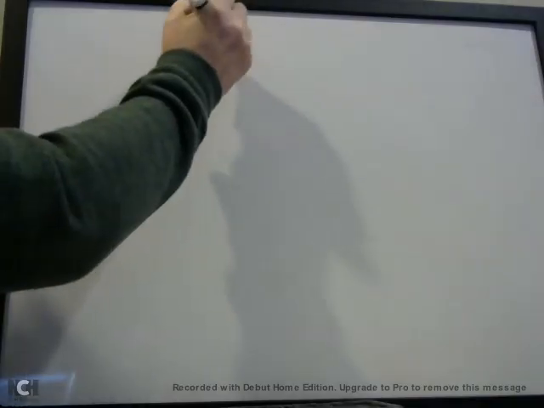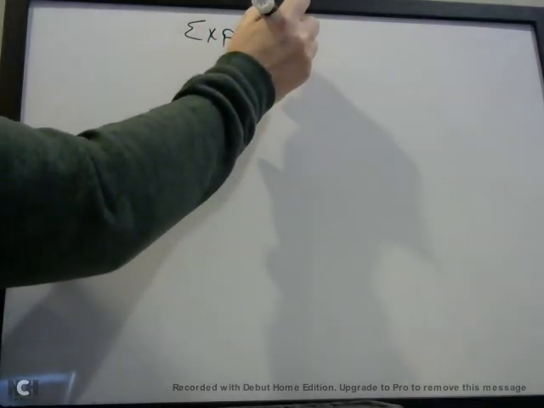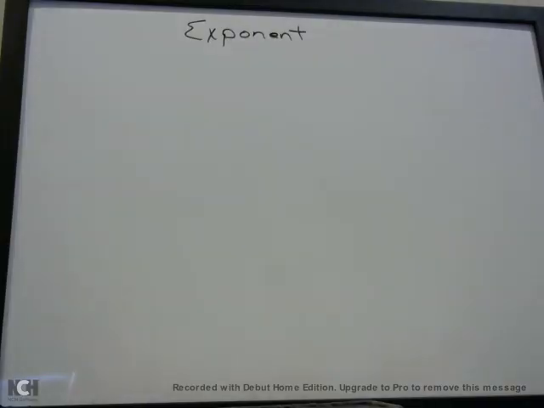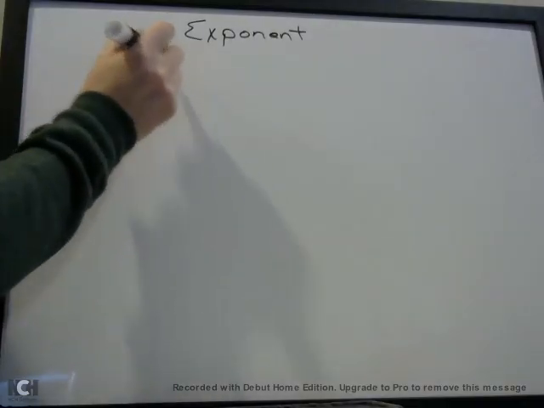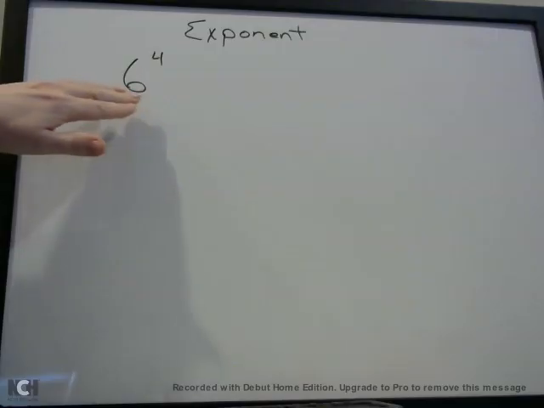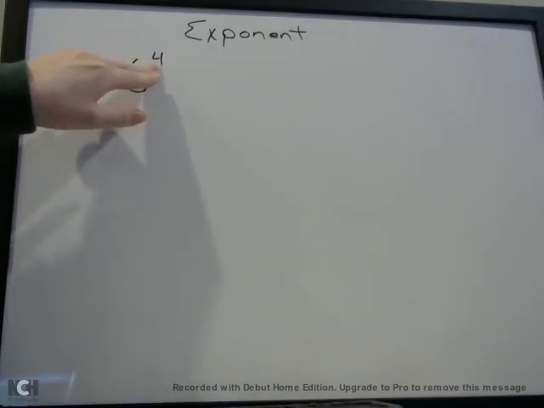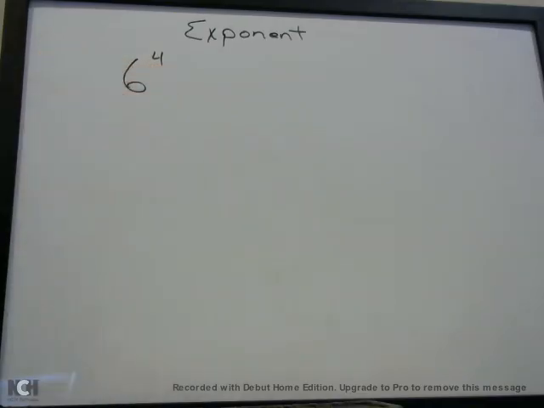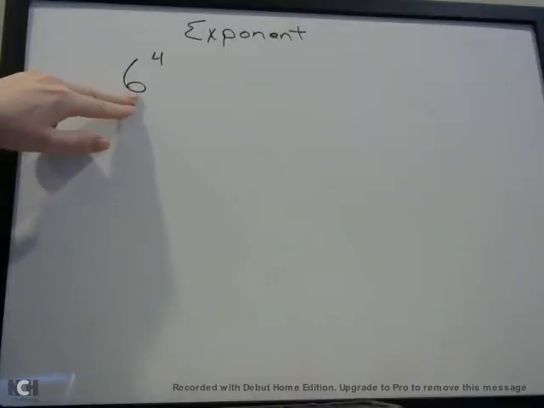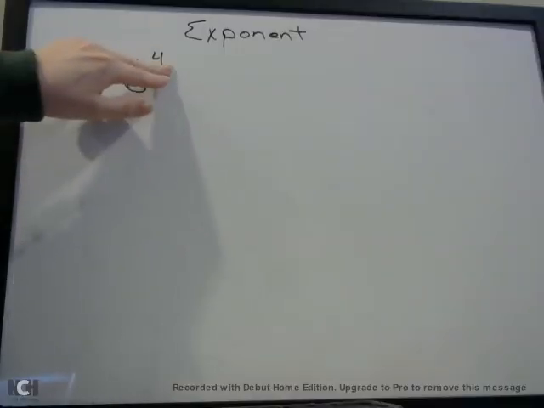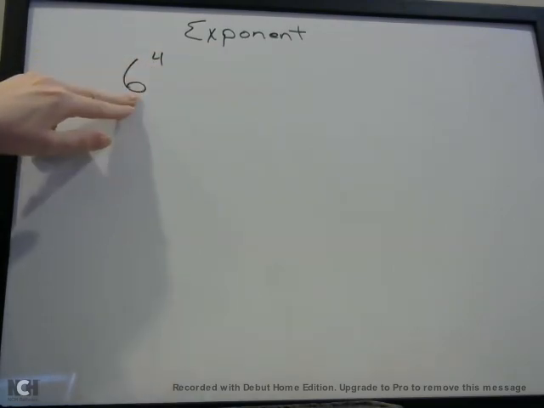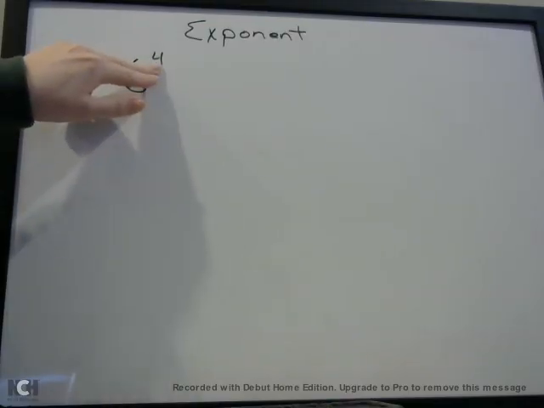Here we're going to talk about exponents, and they are also called powers. When you see a number written with a smaller number up and to the right of it, that is an exponent or a power. The big number is called the base. So we have the base and the exponent, and that means you're going to multiply the base times itself this many times.